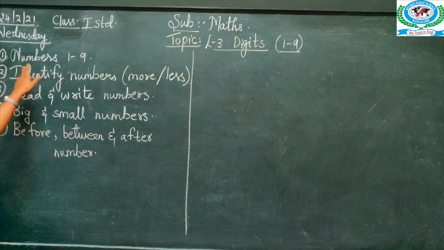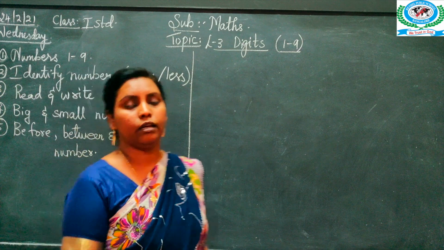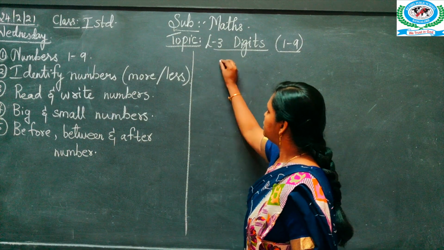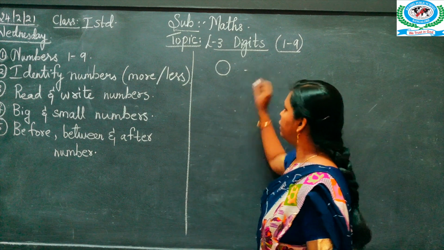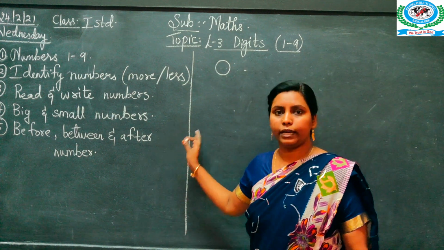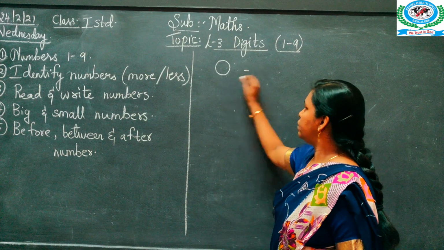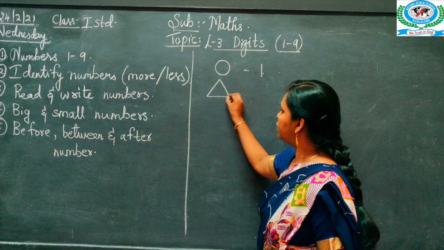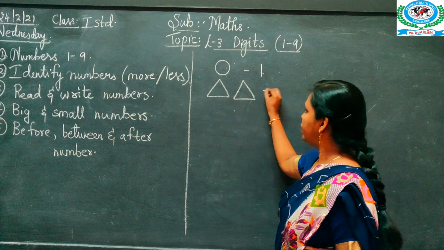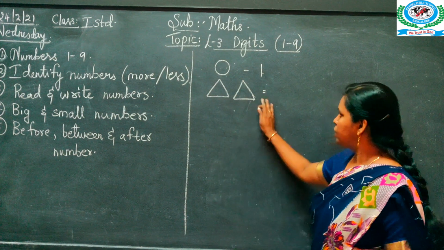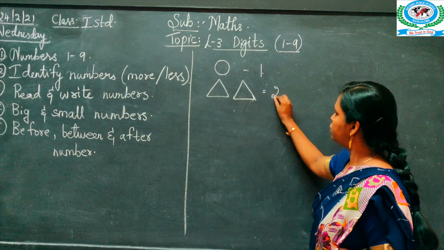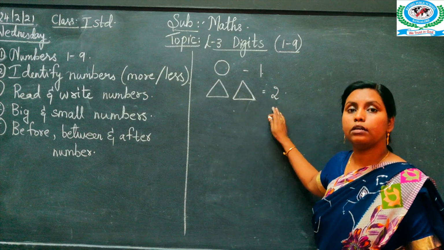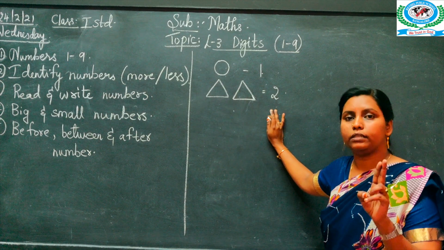The first unit is numbers 1 to 9. How you will count the numbers? Suppose if this is a circle, so how many circles are there? So if you count, it will be only 1. So next I am going to draw is a triangle. So how many triangles are there? So this is 2 triangles because we count it as 1 and 2. This is 2 triangles. It is 2 in the numbers.